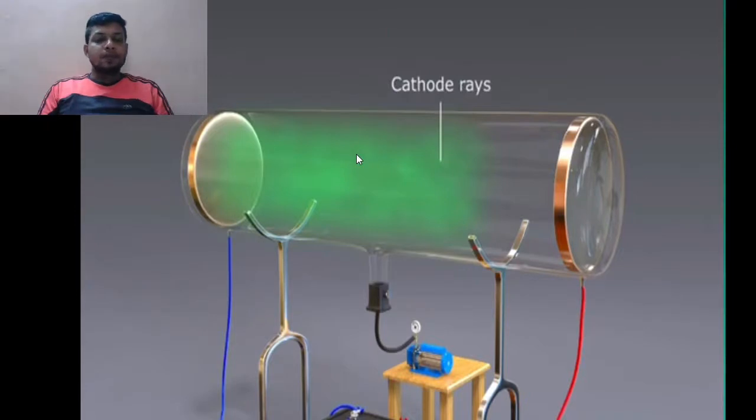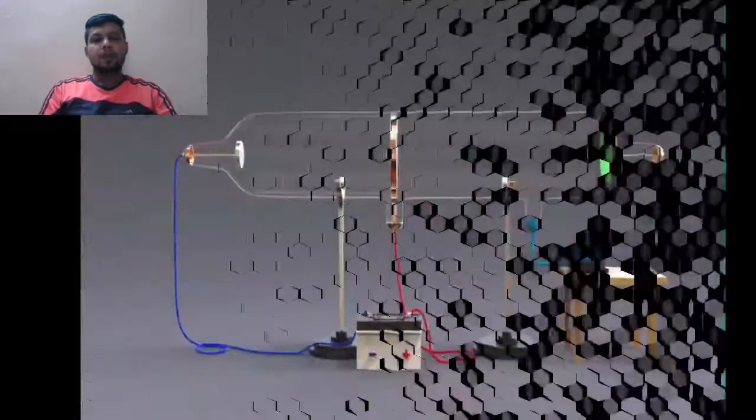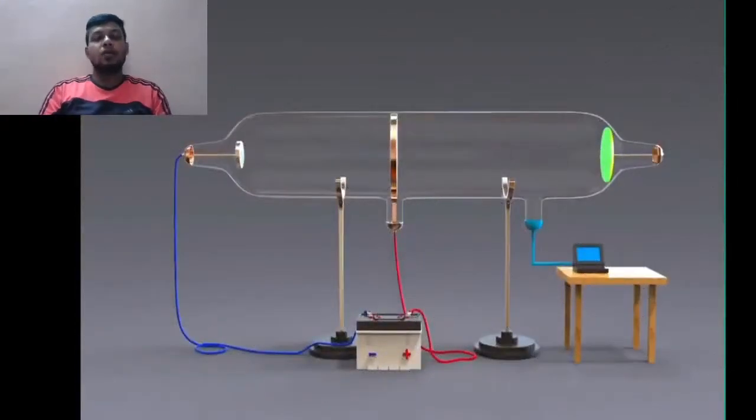That is how the electron was discovered. As the atom is electrically neutral, there must be some positively charged particle inside it. These positively charged particles were later discovered by Goldstein in 1886.